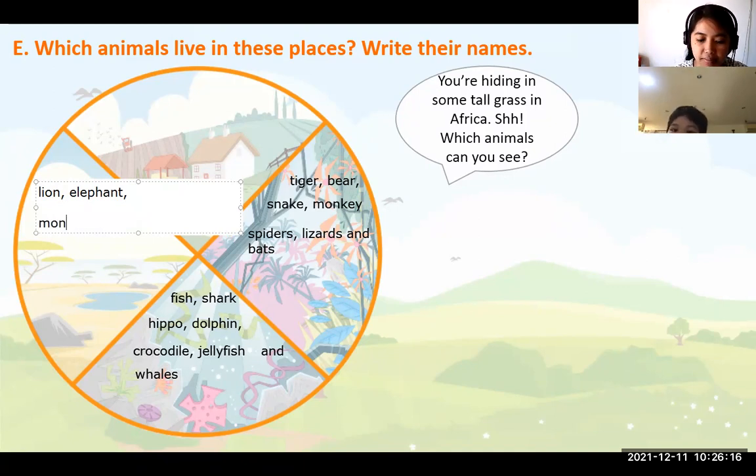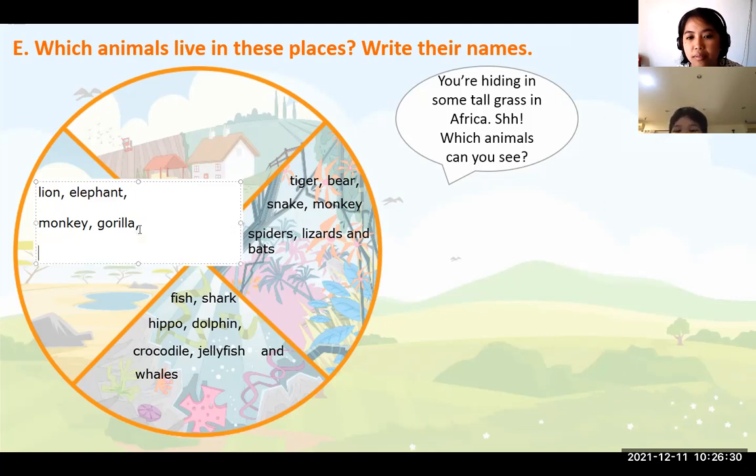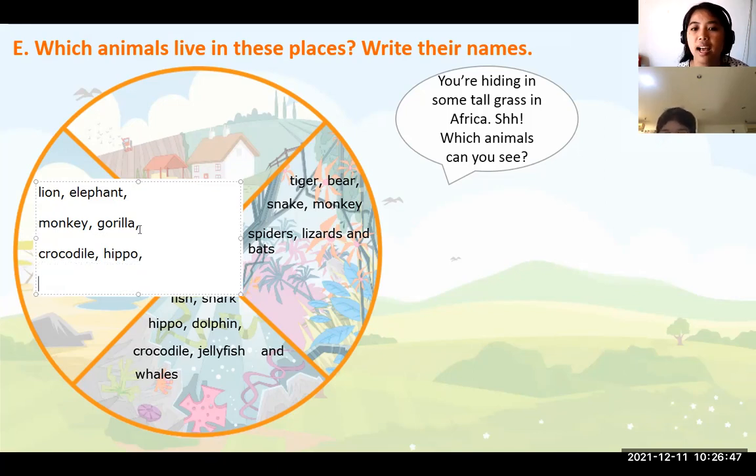Monkey, okay. Gorilla. Gorilla and monkey are, I think, just the same species. No, they are the same species, but they are not the same animal. Ah, yes, I see. Okay, what crocodile? A hippo? Yes, crocodile, hippo. What else? Rhinoceros? What animal has a long, long neck? What do you call that one? A giraffe! Yes, a giraffe.